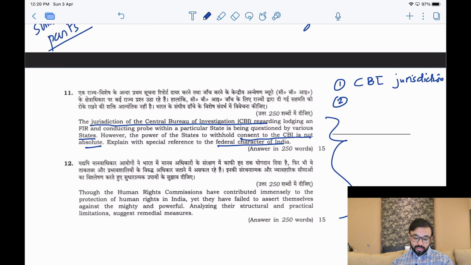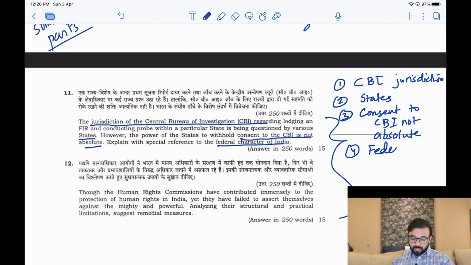CBI jurisdiction is the first keyword. Then the second keyword is states. Third is consent of CBI. Consent to CBI not absolute. And fourth is federal character or structure of India. Okay, federal structure लिख लो, character लिख लो.